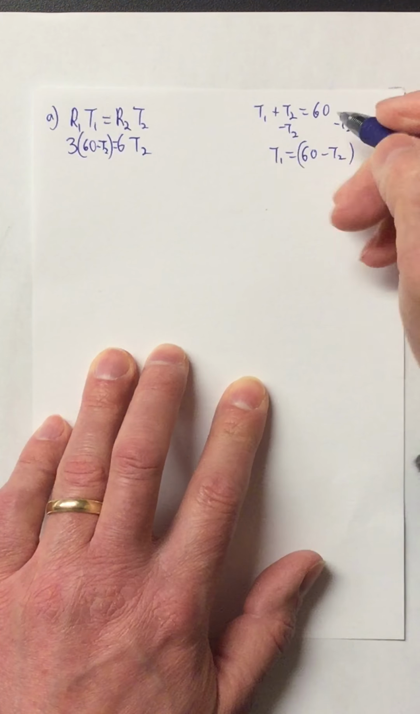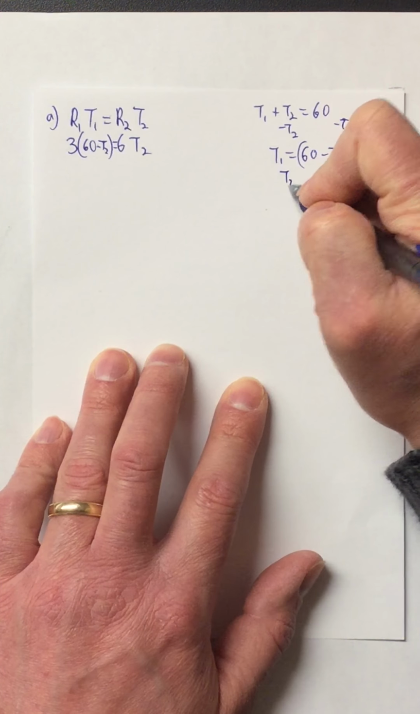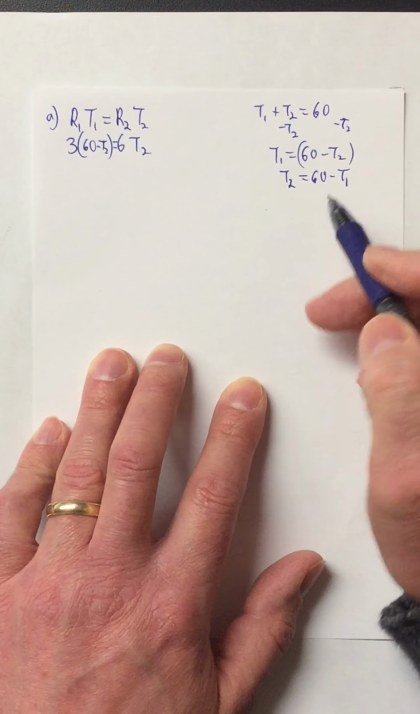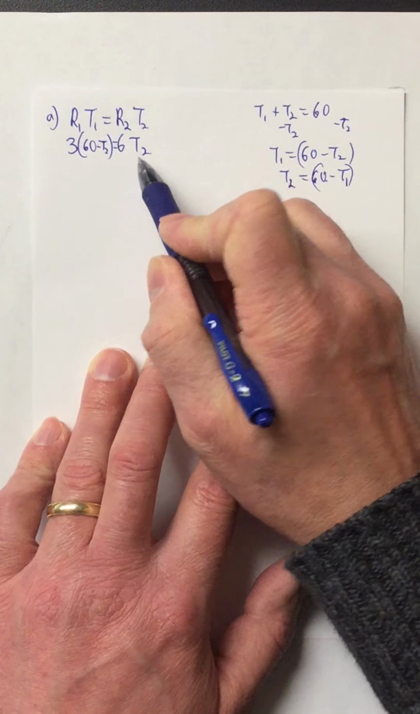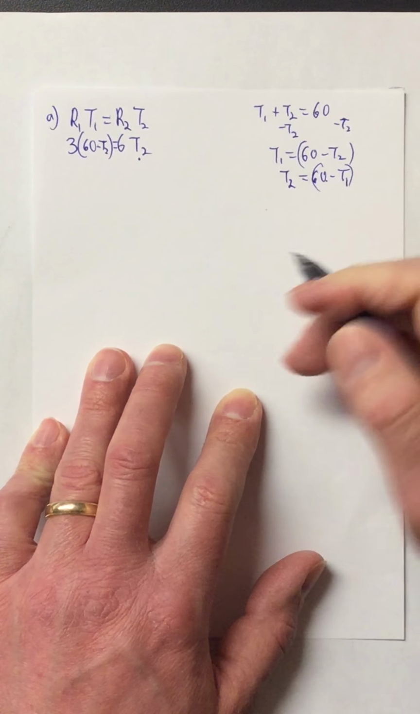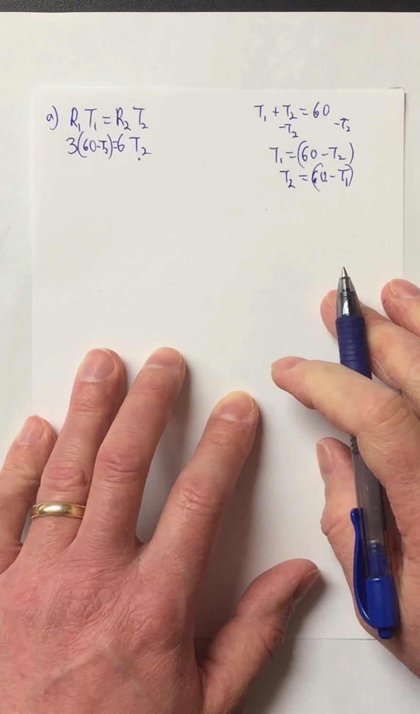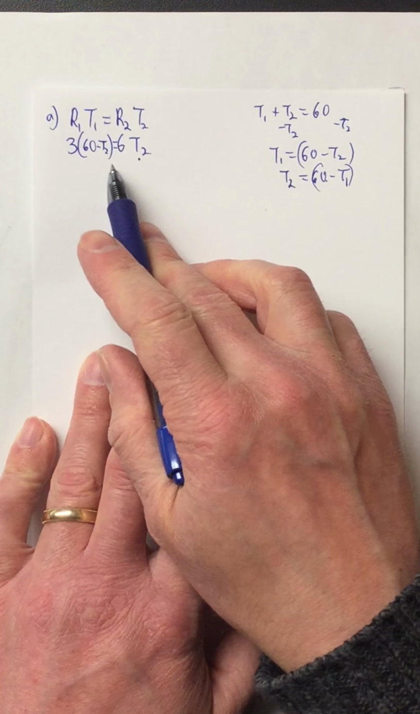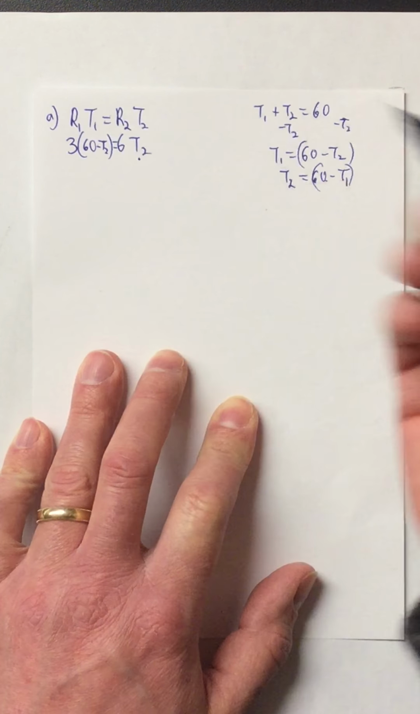Now you could do it the other way too. You could also say T2 equals 60 minus T1 if you were to subtract the first part. In that case, this part here would just be substituted in next to the 6 instead of the other way around. It would just give you the answer for T1, whereas right now we're solving the answer for T2 first.